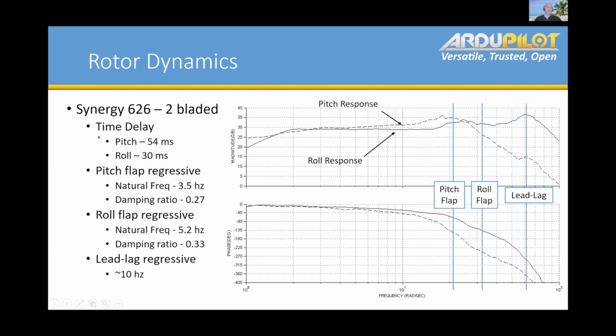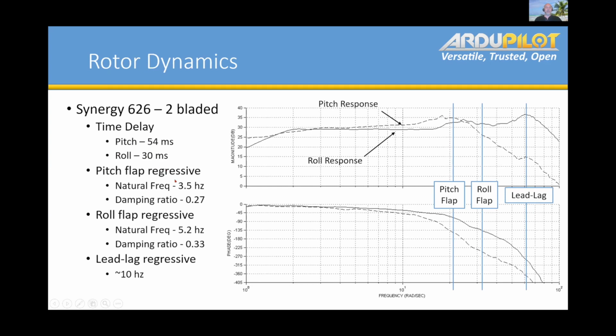Using the SysID mode that Leonard kindly developed and got in there, we were able to do these chirps in the pitch and the roll axes, and then do an analysis afterwards to determine how much time delay we have in the system that's due to actuators. And you can see here we have a pitch of about 54 milliseconds and roll about 30 milliseconds.